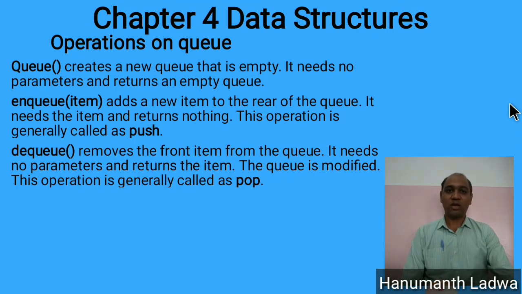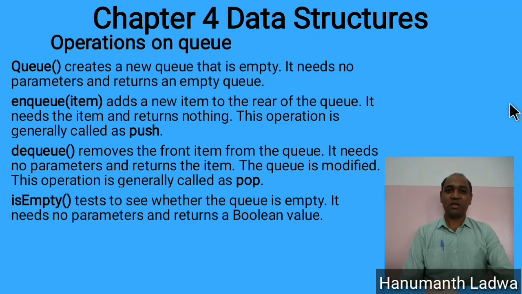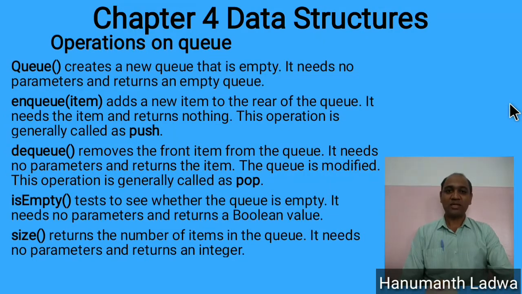Next, dequeue. It removes the front item from the queue. It needs no parameter and returns the item. The queue is modified. This operation is generally called pop. So that is removing one data item from the front end of the queue. Next, isEmpty. This function tests whether the queue is empty or not, and it returns a Boolean value. Then size: it returns the number of data items present in the queue. It needs no parameter and always returns an integer, the number of elements present in the queue.